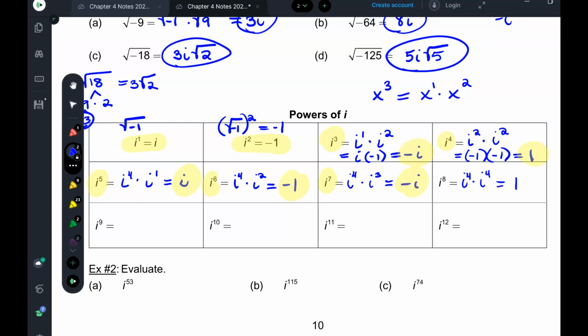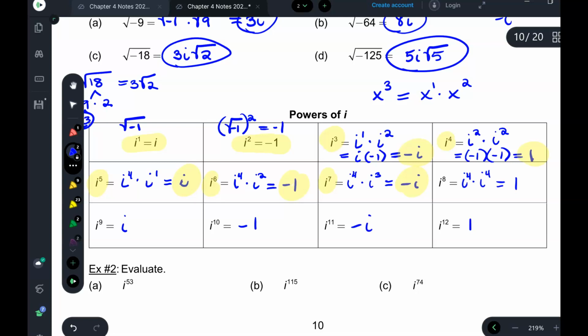What's i to the 9th going to be? i. And i to the 10th is? -1. And then negative i, and then 1. What do we notice about i to the 1st, i to the 5th, i to the 9th? How are we increasing? By 4. i squared, i to the 6th, i to the 10th, increased by 4. To the 3rd, to the 7th, to the 11th.